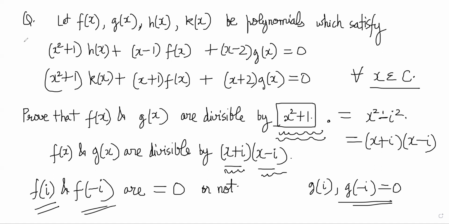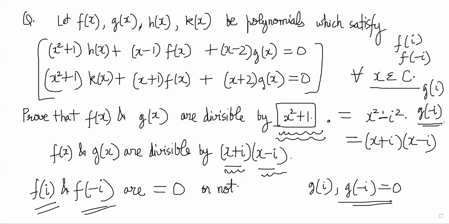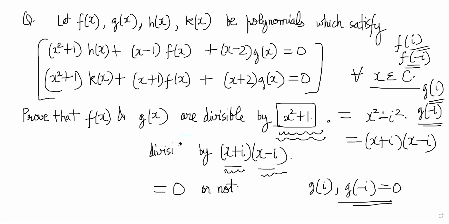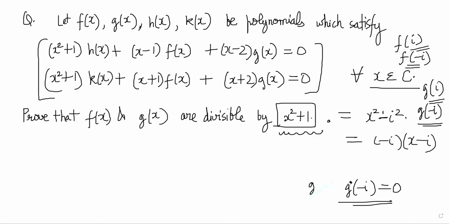So basically, we have to use these two relations to find out somehow what is f of i, f of minus i, g of i, and g of minus i. And hopefully, if all four of these things are equal to 0, we'll be able to say that f of x and g of x have factors x plus i and x minus i. And the question will be done. So now actually it is pretty simple how to check this, because if you put x is equal to i in the two relations that are given to us.